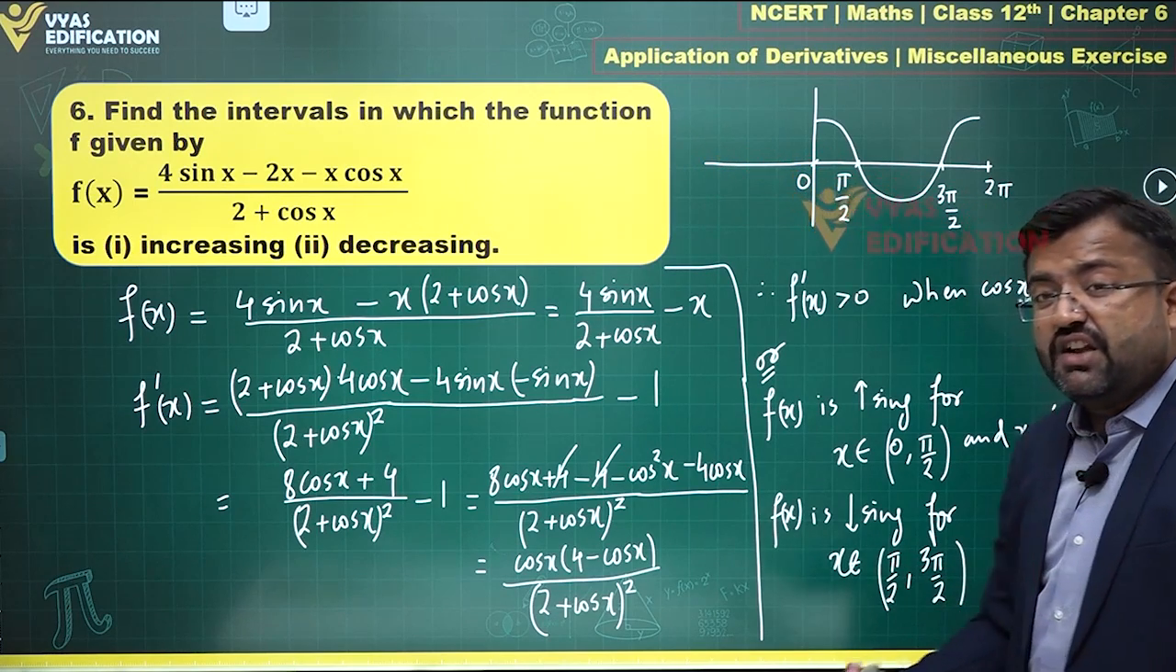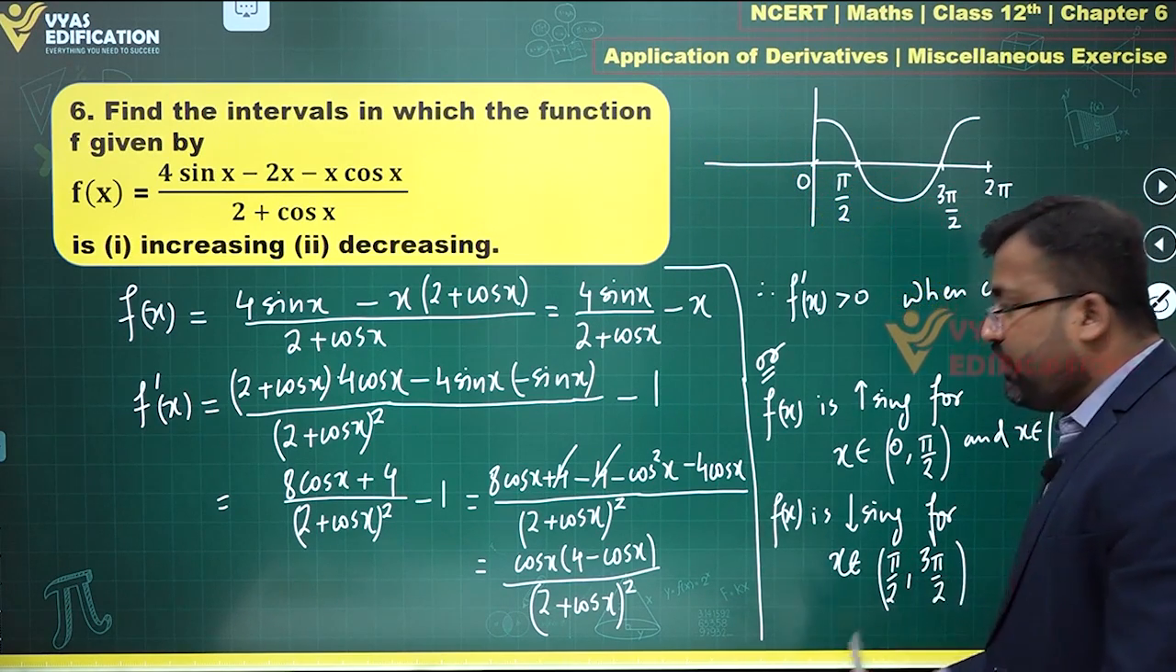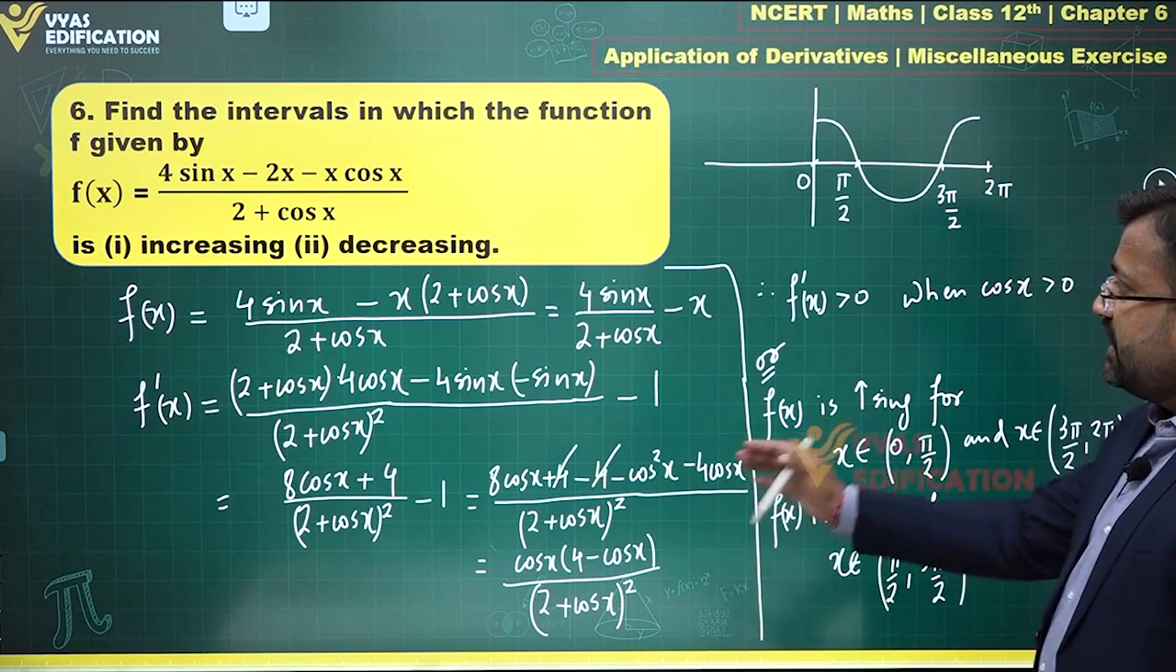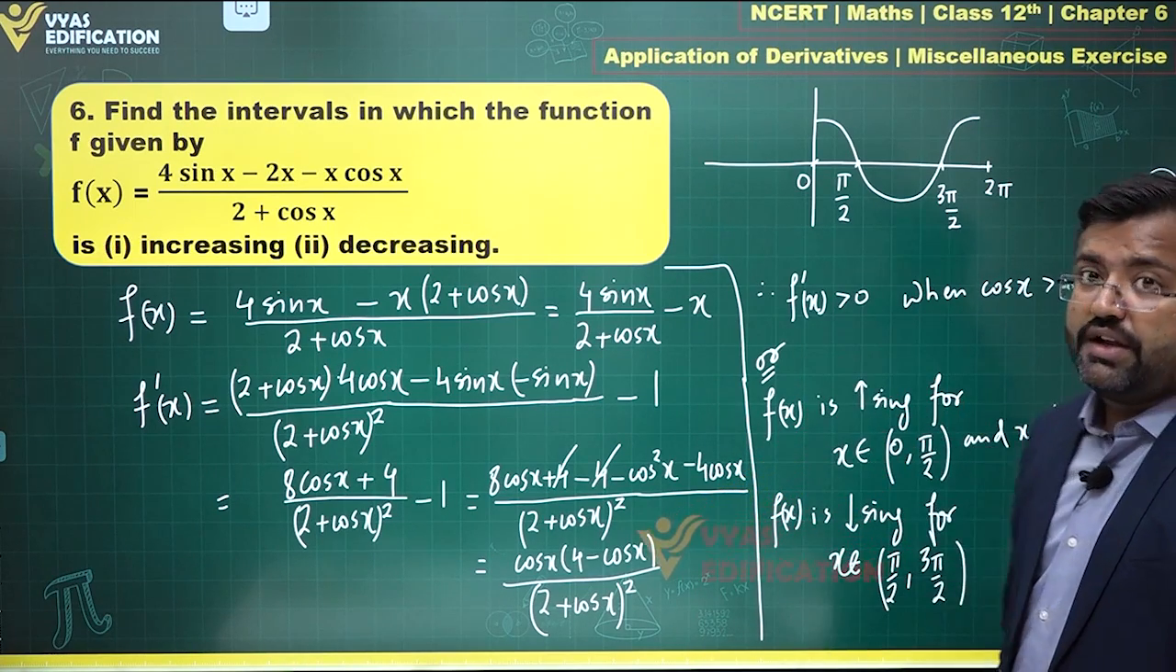And I can find general values as well by adding a 2nπ over here and here. That's the complete solution for this question, the 6th question.